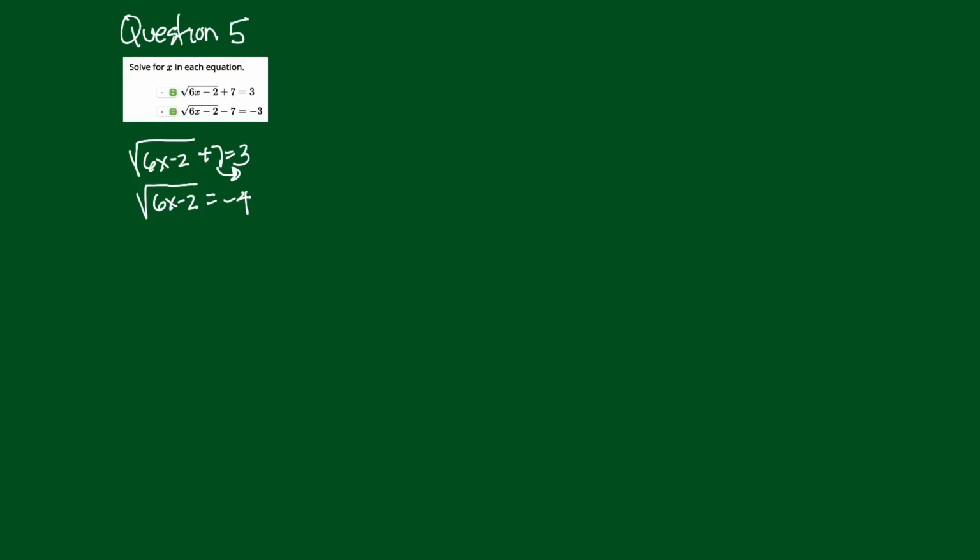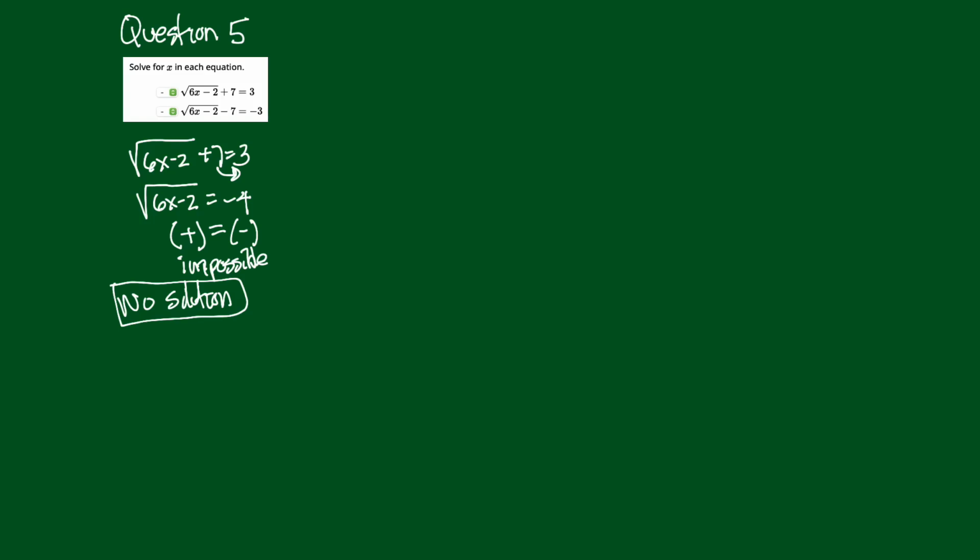Now, let's stop. We could keep going, but when I check, you will find out that it does not check, and here's why. This square root sign indicates the positive square root. Remember, all real numbers have two square roots, one positive, one negative. When you put that symbol over it, you're indicating the positive square root. So this says that a positive number is equal to a negative number, impossible. All right, so right away, I know that there is no solution to this equation.